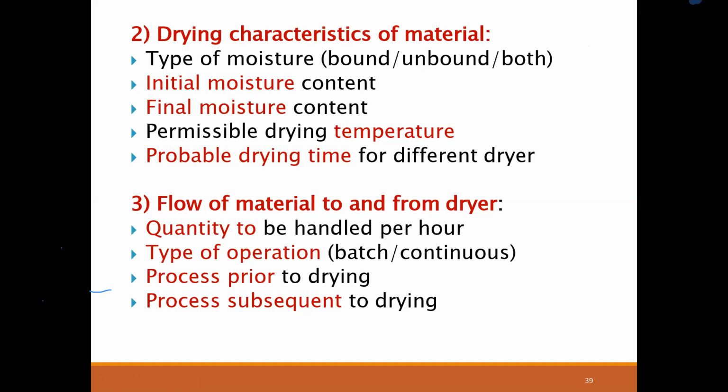Then the initial moisture content: how much moisture is present initially, and after drying, the final moisture content should also be considered. The permissible drying temperature means how much temperature should be applied to dry the material. Sometimes if the substance is very light sensitive or temperature sensitive, we use a very low temperature to dry the material. Understand it? We have to consider whether the permissible drying temperature is appropriate, because at that temperature the substance may degrade, burn, or turn to carbon, right?